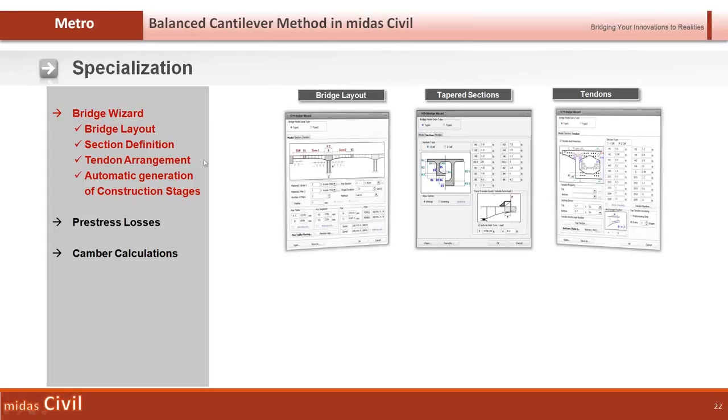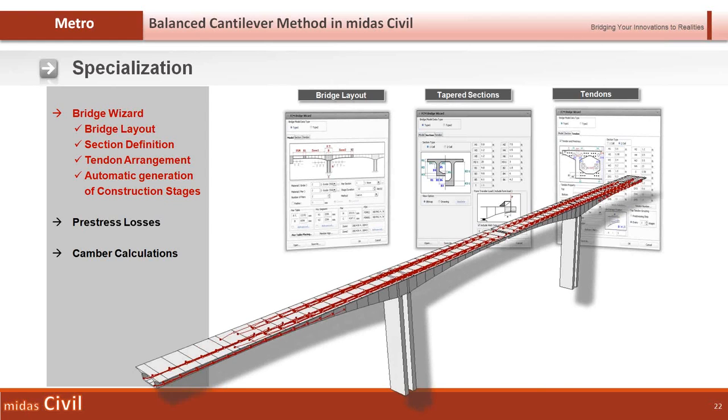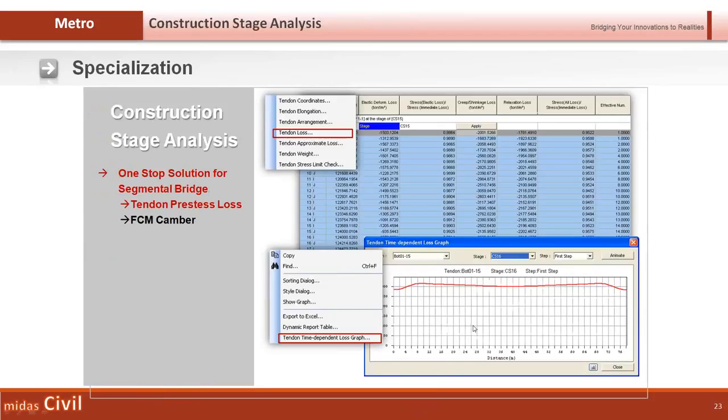So after the analysis, the major post-processing results that we need are the pre-stress losses. So this shows the balanced cantilever method of construction. So after the wizard, the balanced cantilever bridge is fully ready in front of you with the tendon profile. So the major post-processing results that we are interested in is the tendon prestress loss.